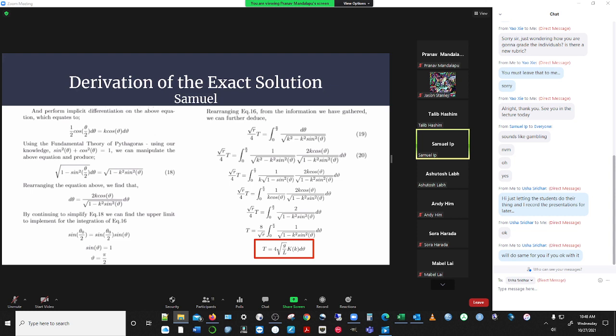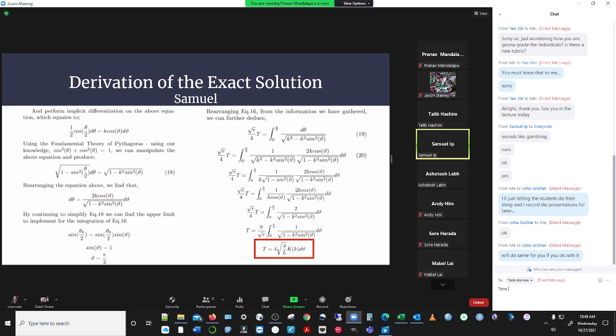And then by using Pythagoras' theorem, where sine squared theta plus cos squared theta equals 1, because we have a cos here, we can manipulate it. So we get the square root of 1 minus sine squared theta over 2 d theta, which is this equation for cos theta over 2 d theta.